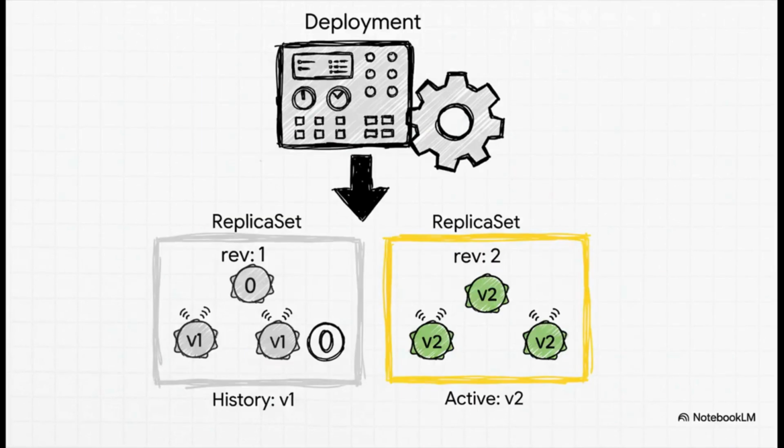So what's happening behind the scenes? Every time you update, the deployment creates a brand new replica set just for that version and tags it with a revision number. But, and this is the clever part, it keeps the old replica set around, just scaled down to 0. This little trick, this history it keeps, that is your get-out-of-jail-free card.